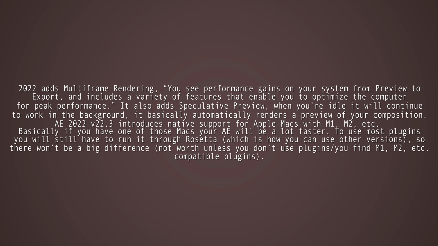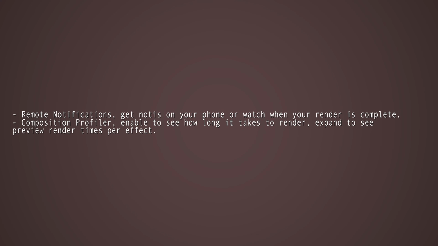AE 2022 v22.3 introduces native support for Apple Macs with M1, M2, etc. Basically, if you have one of those Macs, your AE will be a lot faster. To use most plugins, you will still have to run it through Rosetta, which is how you can use other versions. So there won't be a big difference, not worth it unless you don't use plugins or you find M1, M2, etc. compatible plugins.